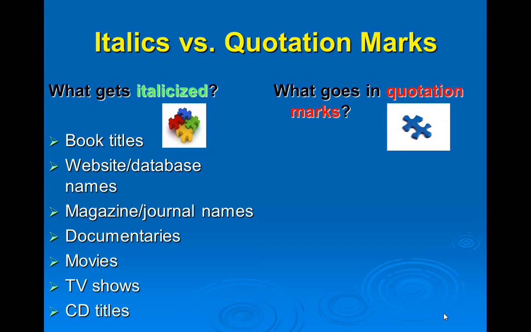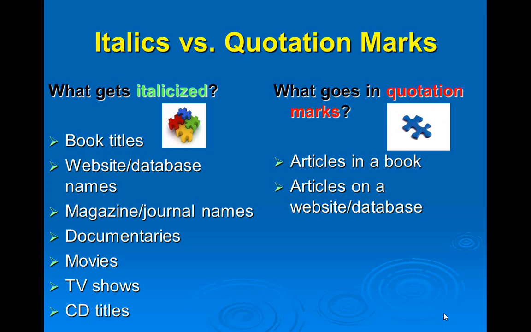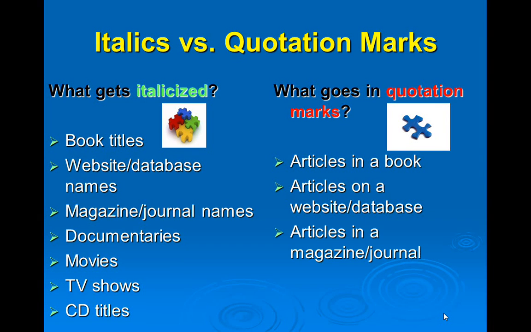The smaller things are what go in quotation marks. So an article or chapter from a book, an article on a website or a database, an article in a magazine or a journal, an individual TV episode, or a song title. All of these things are smaller pieces of something bigger. So smaller things go in quotation marks, bigger things get italicized.